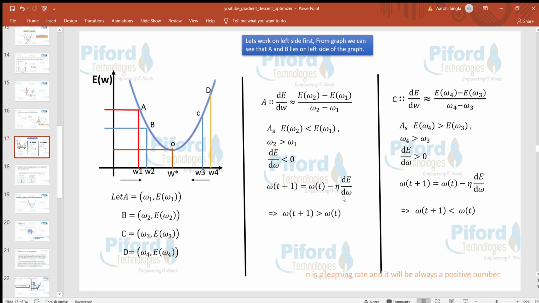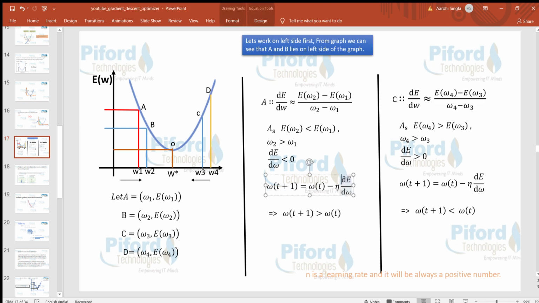So two negatives, both negatives will give us a positive value. Getting my point? dE by dW is a negative value and one negative is here. When we combine both negatives, what will we get? A positive value. That means we are adding a positive value to Wt to update our weight, right? This is important to understand.